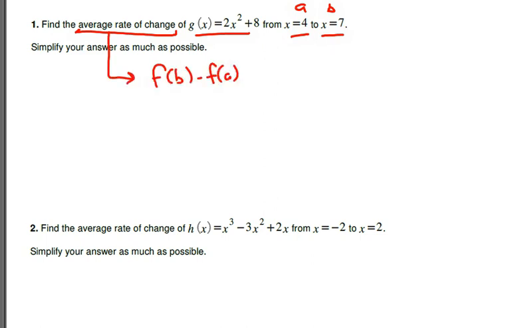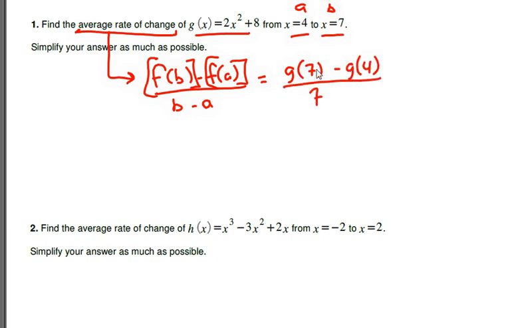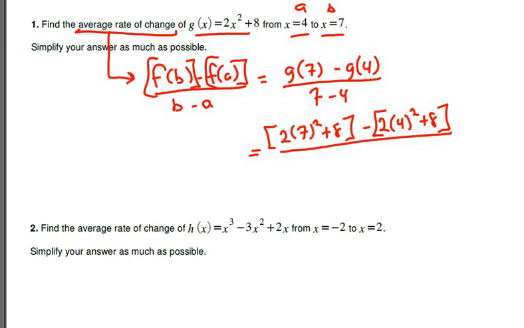If you remember, the average rate of change formula was f of b minus f of a divided by b minus a. So not too difficult. All we have to do is just plug in 7 for b, so g of 7 minus g of 4 divided by 7 minus 4. So when I plug in 7, we have 2 times 7 squared plus 8. That's the first term. Minus, plug in 4, so 2 times 4 squared plus 8. And then all of that's going to be divided by 3. Type that into your calculator, and you get 22. This is the rate of change of this function from 4 to 7.